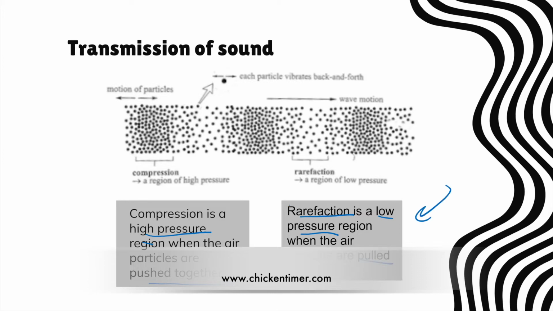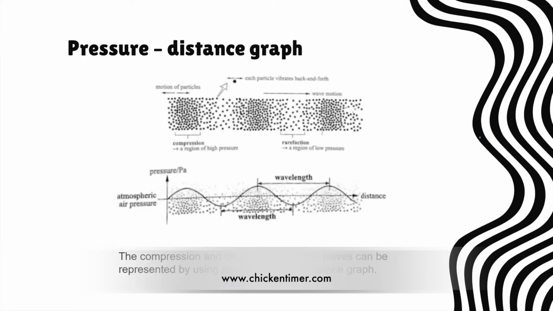This one, they may ask. It's a possible definition question, so you need to know. Down here, your longitudinal wave can be converted into something like that. This is the pressure distance graph; there's also a displacement distance graph. For the pressure distance graph, they measure the pressure of each region and then plot it.